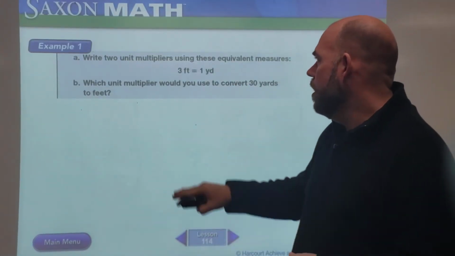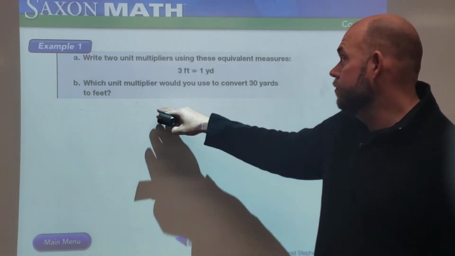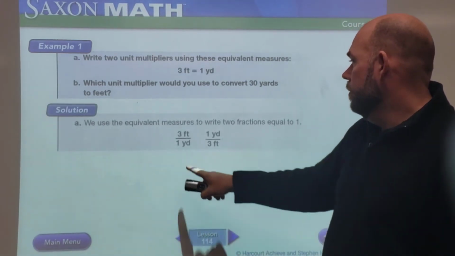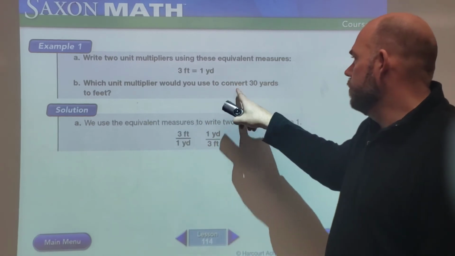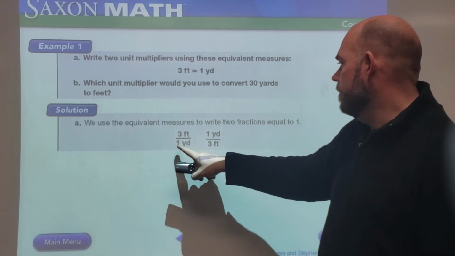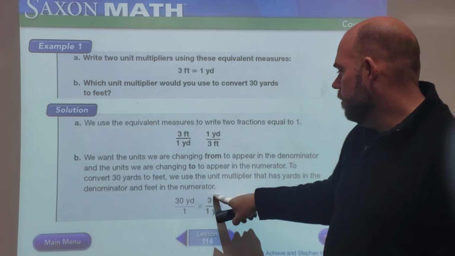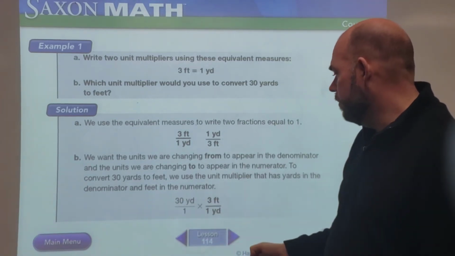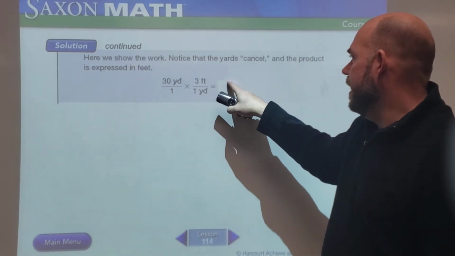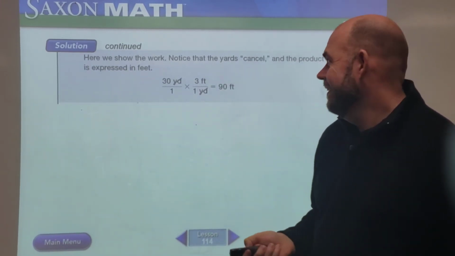Let's go ahead and look at this. Write two unit multipliers using the equivalent measures, 3 feet and 1 yard. That's easy. You just do 3 feet over 1 yard or 1 yard over 3 feet. Now, which unit multiplier would you use to convert 30 yards to feet? Well, if we're going to do 30 yards on top, we want 1 yard on bottom, right? So we do this one, the 1 yard on bottom to 3 feet. Now we can cross multiply, cross out the yards. 30 times 3 is 90 feet over 1. It was 90 feet. Okay, pretty easy.